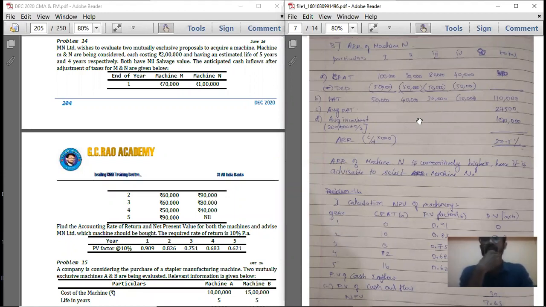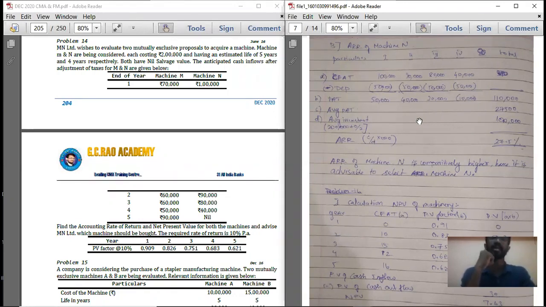Okay, we'll resume it. Profit after tax. We found the profit after tax for all the years. For year 1, 1 lakh minus 50,000 gives 50,000. For year 2, 90,000 minus 50,000 gives 40,000. For year 3, 80,000 minus 50,000 gives 30,000. And for year 4, 40,000 minus 50,000 gives negative 10,000. So that is the profit after tax for machine N.